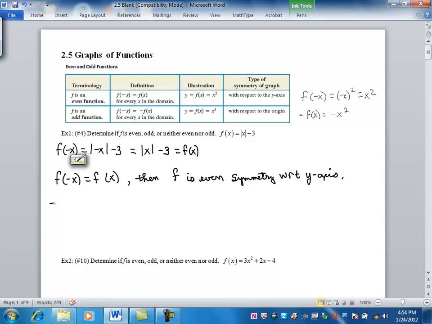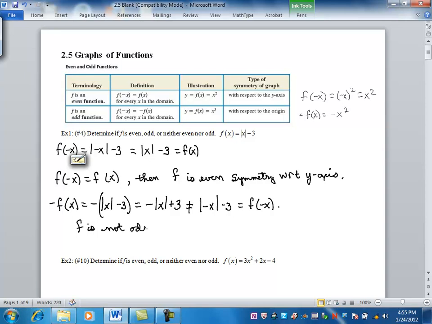We could go ahead and check it if we wanted to. The opposite of f of x, we can see that's the opposite of the absolute value of x. And then we've got a minus 3 here. Well, this would be the opposite of the absolute value of x plus 3, which is not equal to f of negative x, which is the absolute value of negative x minus 3, which is f of negative x. So f is not odd.